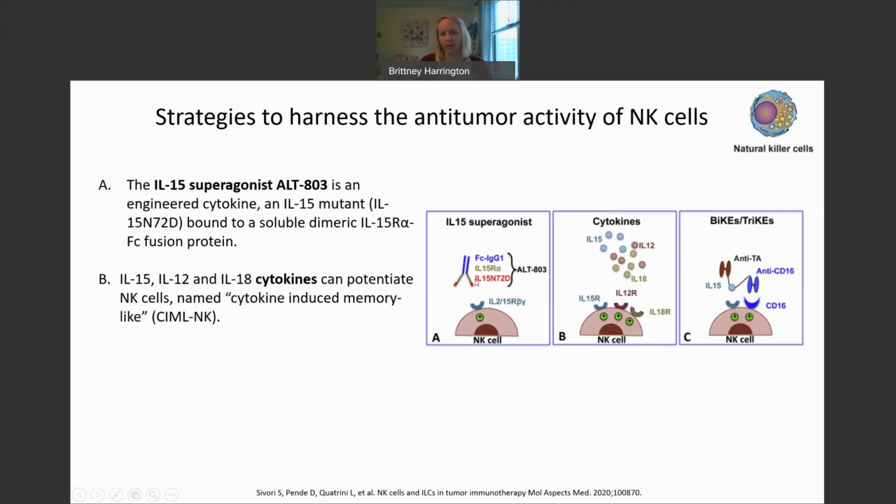In this panel B, cytokines, again, IL-15, and as well as others, but mainly IL-15, can activate natural killer cells. We would mainly use this in combination with therapy to get better response.